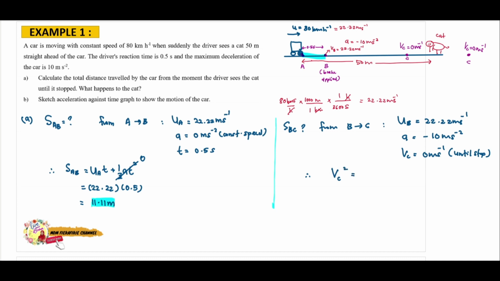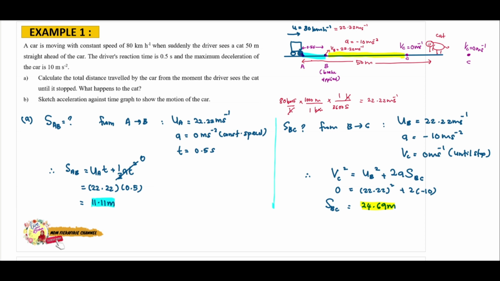Kita dah tahu VC adalah 0, equals UB squared plus 2AS. S tu daripada mana ke mana? Daripada B to C, for the whole journey. So, final 0, UB is 22.22 squared, plus 2AS, therefore SBC is equal to 24.69 meter. Alright, so 24.69 meter is from B to C, yang saya highlight dengan color kuning ini.